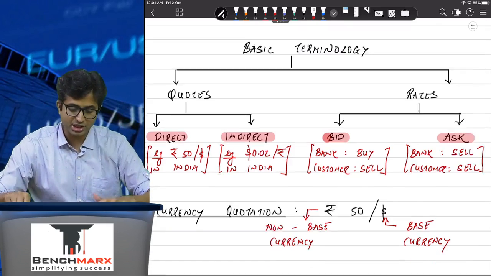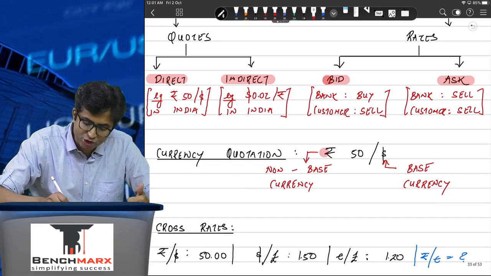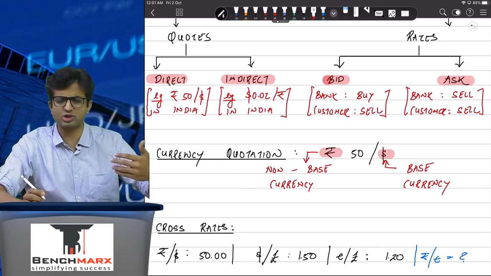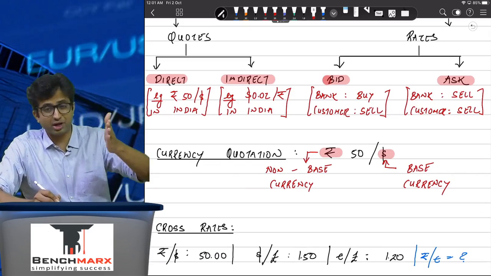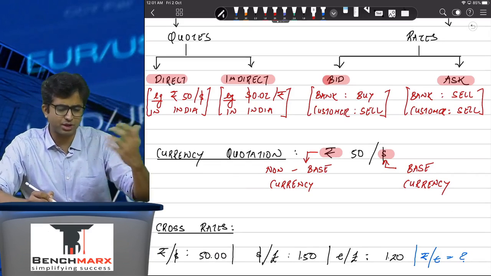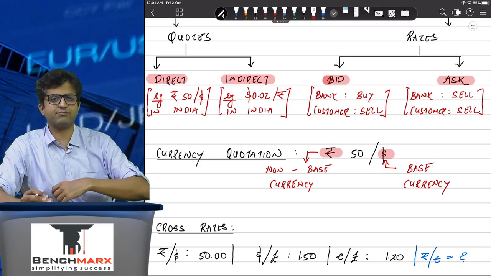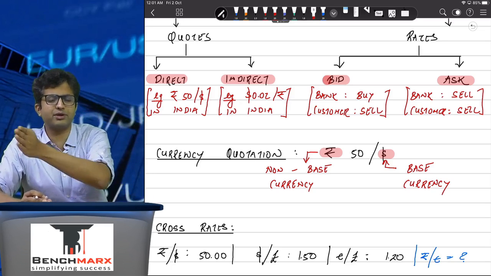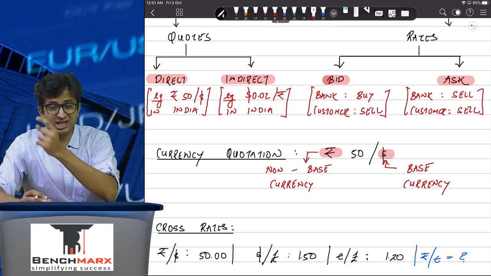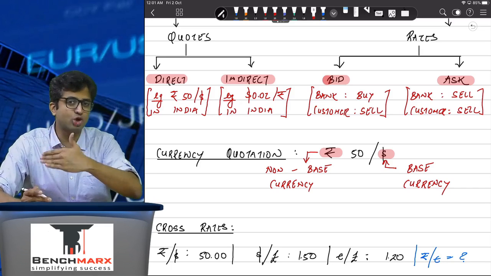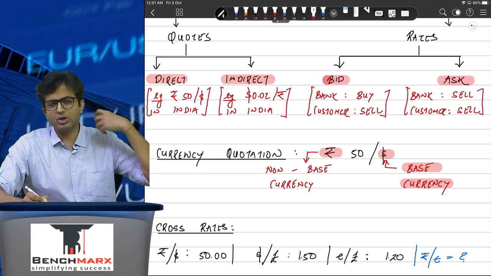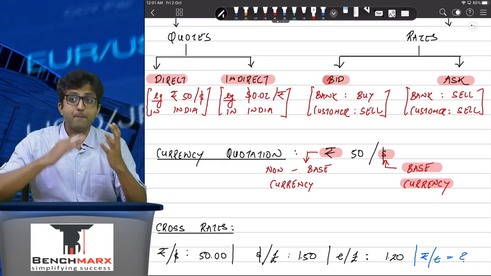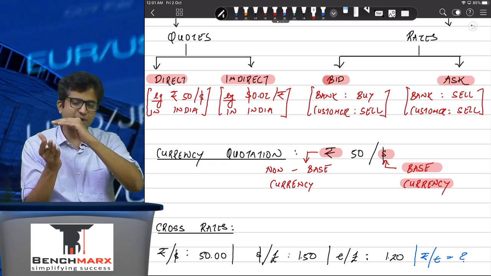Currency quotations are given as rupees per dollar, and we refer to the unit which is given after the per. So here it is rupees per dollar. It can also be, let us say, euro 1.5 per pound, in which case the unit that is there in the denominator is called the base currency. And all your evaluation, when you evolve your thoughts, bid, ask, is all from the perspective of the base currency.